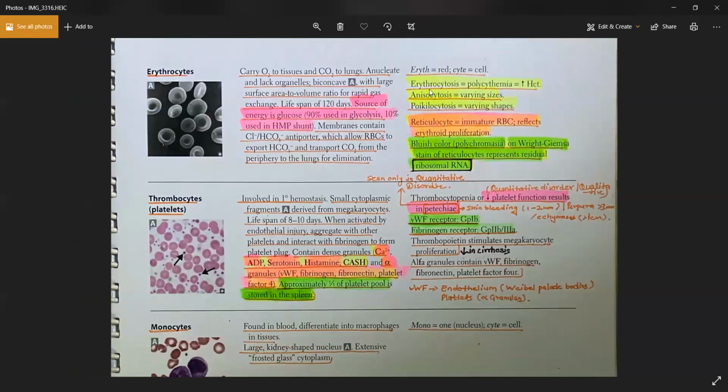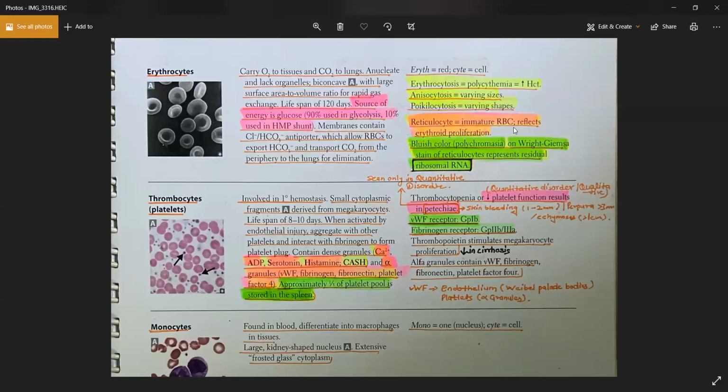So whenever you have the polycythemia, the level of these RBCs will rise, and you will have the high hematocrit. In case of anisocytosis, you will have varying sizes of these RBCs. In case of poikilocytosis, you will have varying shapes. So anisocytosis for the size and poikilocytosis for the shape.